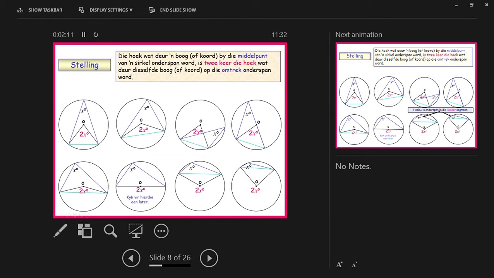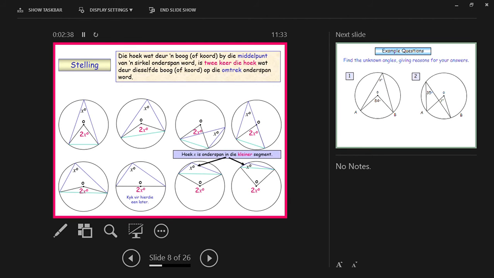What will the size of x be? What is the size of this angle? That's a straight line going through the middle of the circle. So it's a diameter. Okay? Hoeveel grade is daai hoek? 180. So hoe groot gaan x wees? 90 degrees. Okay, so this is another theorem. It's in the video, I'm sure.